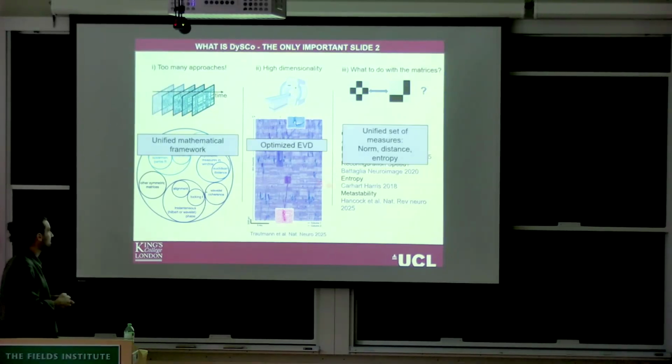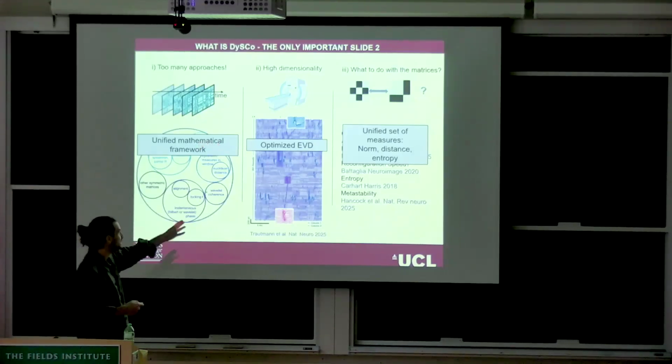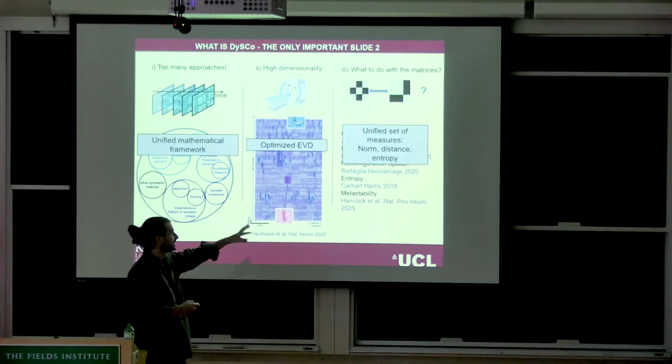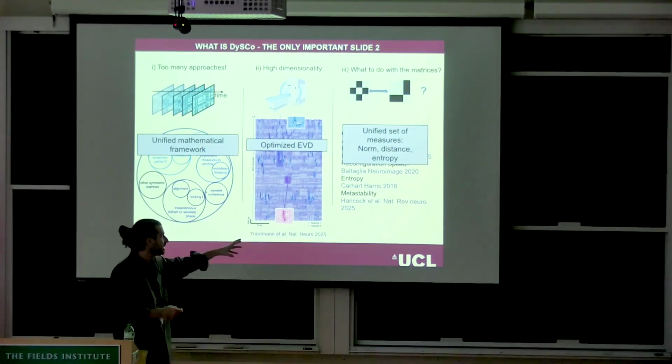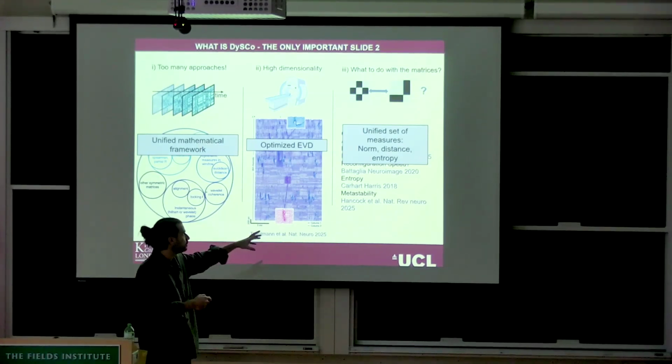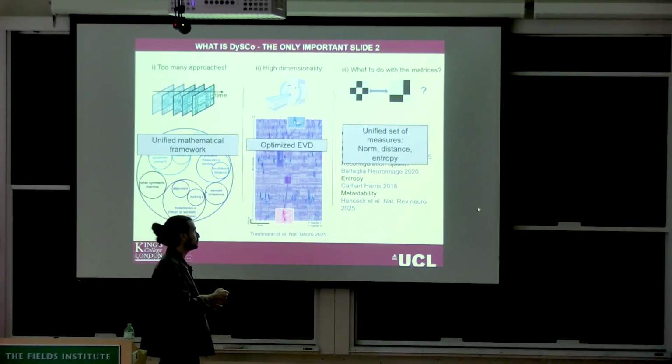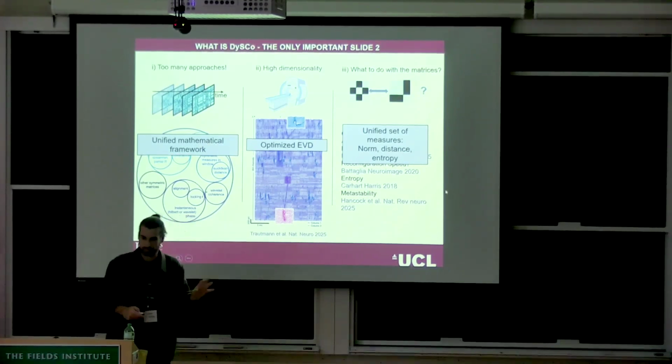Okay, so DySCo is a unified mathematical framework that works for all these approaches, first point. Second point, it uses a unified and optimized EVD to address this high dimensionality problem in an efficient way. And finally, it proposes a unified set of measures. By combining these measures, you can do all the analyses I'm mentioning here. And these measures are very simple linear algebra measures, which are norm, distance, and entropy.